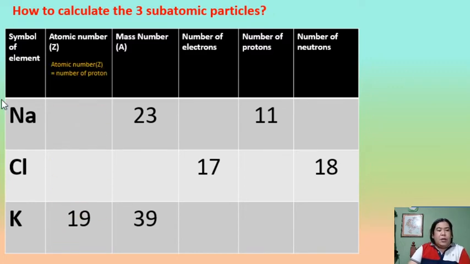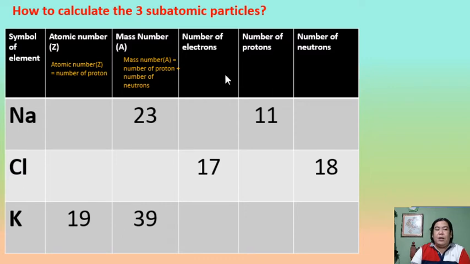Okay? So, the atomic number, or the symbol for atomic number, Z, is always equal to the number of protons. Mass number, the symbol niya is A. So, mass number is equal to the number of protons plus the number of neutrons.